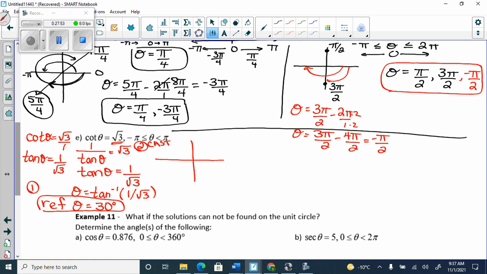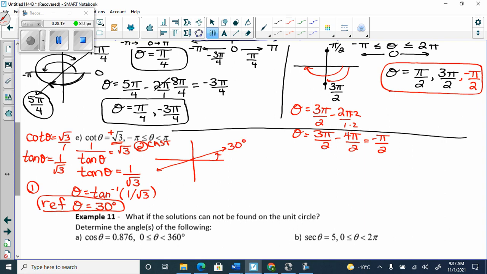Is it positive or negative? It's positive. It's cotan theta equals positive, right? This is positive, so I need to draw it in the positive tan angles. Where is tan positive? Here and here. And I'm drawing them like in 30s. Why am I drawing them at 30s? Because my reference angle is 30. So this one's going to be at 30.